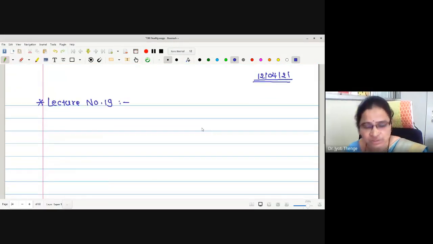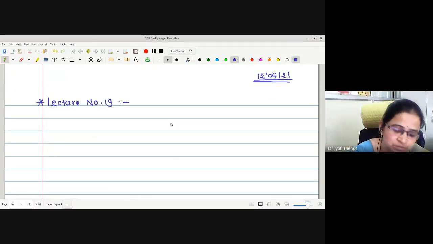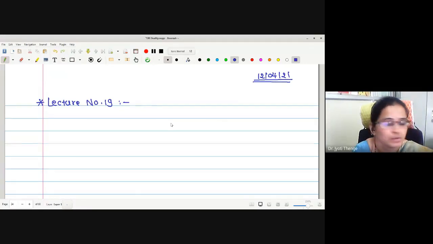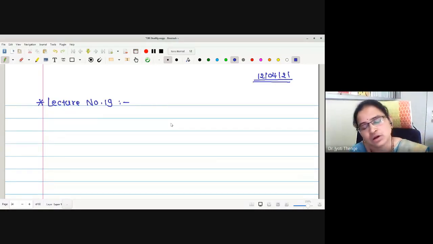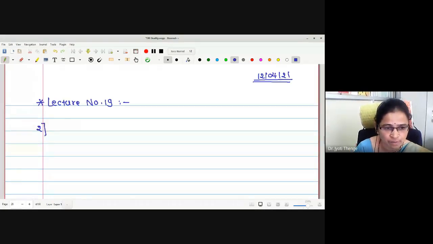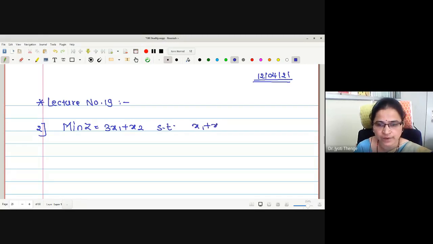In today's lecture, we will take one more example of this dual simplex method, and then we will try to understand how to find out the relation between primal solution and dual solution. Let me take one more example. The example is: minimize z equal to 3x1 plus x2, subject to the constraints x1 plus x2 greater or equal to 1, and 2x1 plus 3x2 greater or equal to 2, and x1, x2 greater or equal to 0.